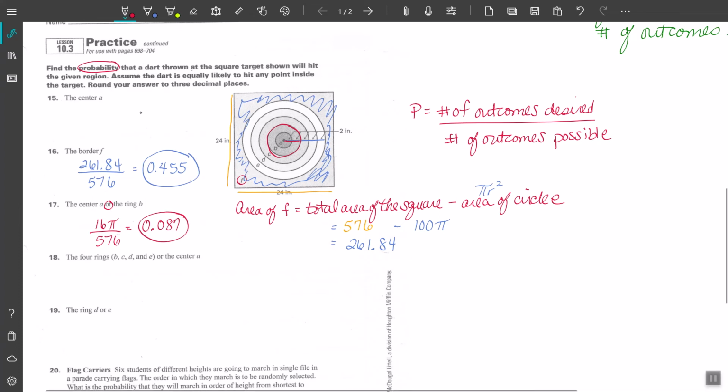So you can see here that up here we had 0.022 for hitting the center A. If we're going to hit A or B, the probability goes up a bit. And then hitting the border, it goes up quite a bit to 0.455. So it kind of makes the idea of a dartboard and the way it works in the point system maybe a little clearer based on the mathematics of probability.